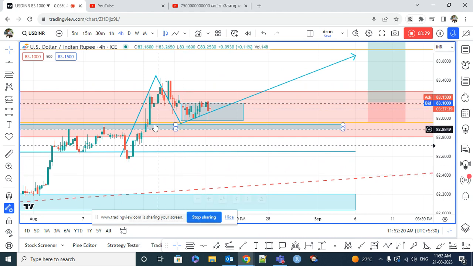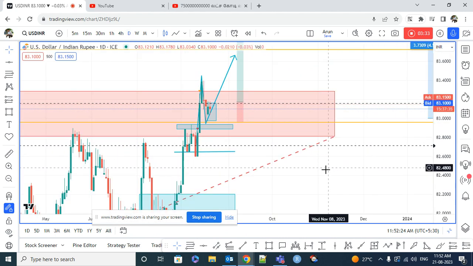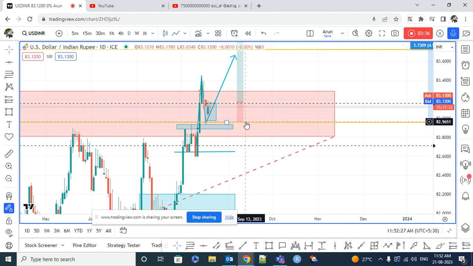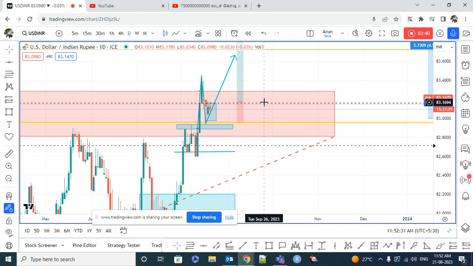Okay, so what would be the risk reward ratio post the breakout? So here I have marked this yellow line. This I marked as a stop loss level, and this is the breakout alert which I've set here at 83.1575.